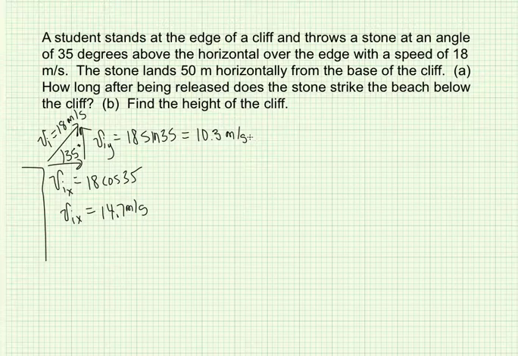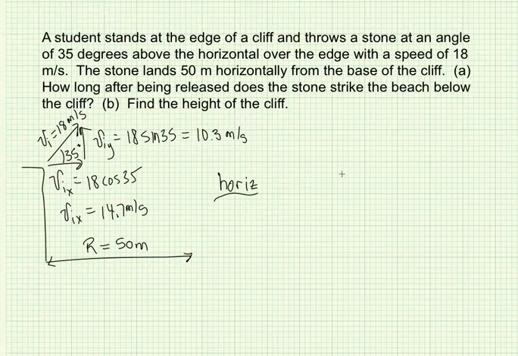All right, and it says the stone lands 50 meters horizontally. So that is going to be a horizontal distance. And that horizontal distance has a very specific name and label, and that's called the range. And the range is going to be 50 meters. If I'd given you a vertical displacement, that would have been delta y. How long after being released does the stone strike the beach? I would just go ahead and start by writing out horizontal and vertical. We're going to have to use both at some point. So we have horizontal and vertical.